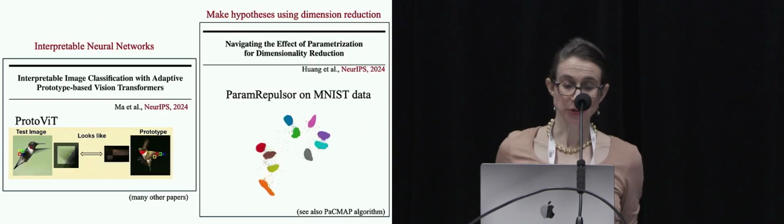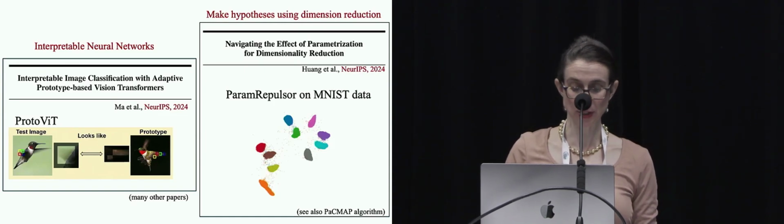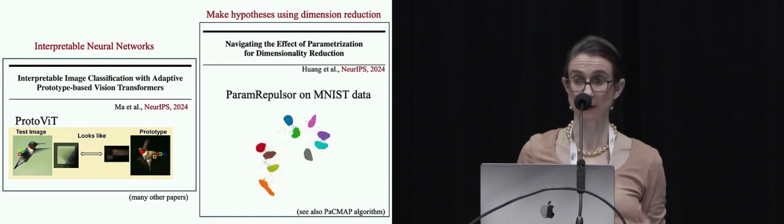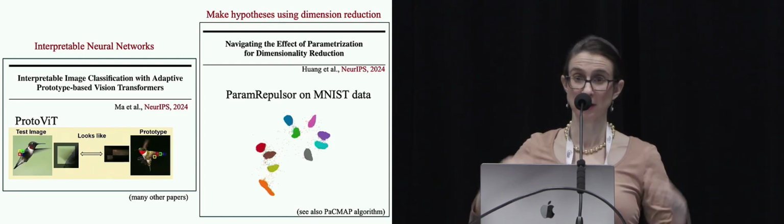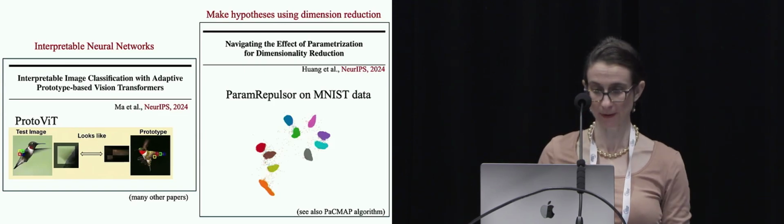All right, and if you're interested in interpretable neural networks, you could try the new prototype transformer models that we have, also again, a NeurIPS 2024 paper, so brand new. This does computer vision with interpretable prototype models that use transformers.